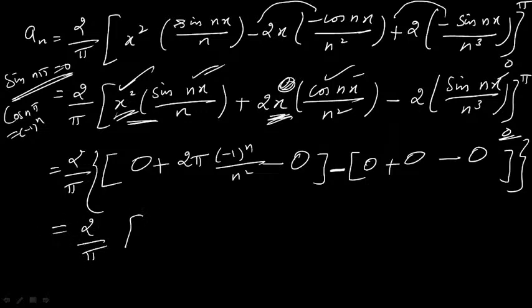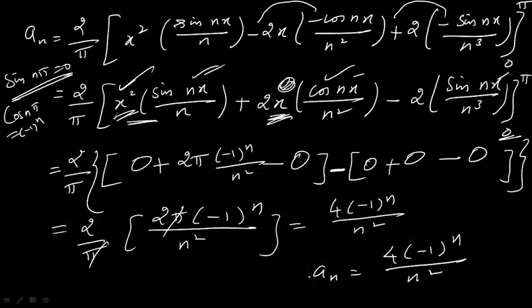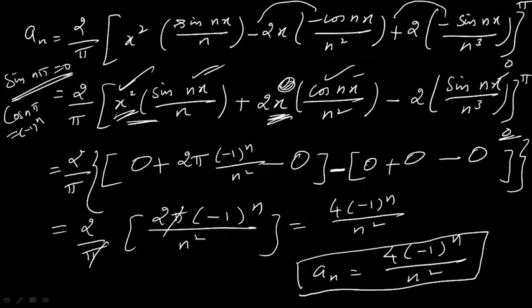So 2 by pi, 2 pi minus 1 whole power n divided by n square. Simplifying this, pi and pi cancel, so you get 4 times minus 1 whole power n divided by n square. So the value of an we have calculated is 4 times minus 1 whole power n divided by n square. We have calculated both the values of a0 and an. So let me substitute in equation 1. From equation 1, so what is equation 1?